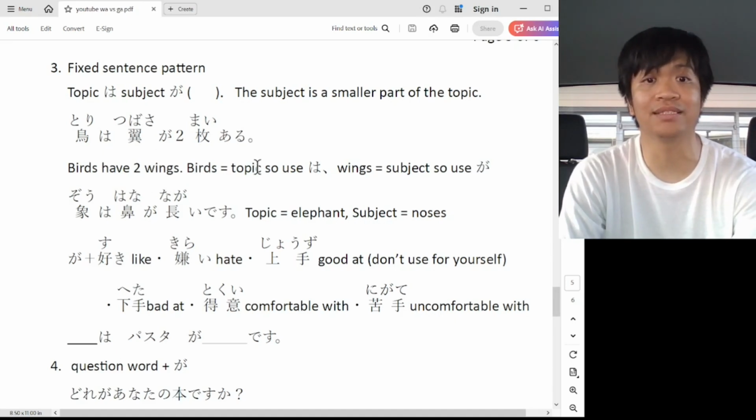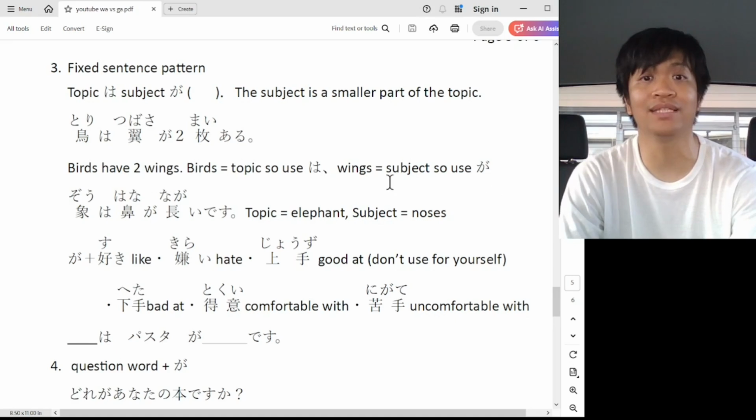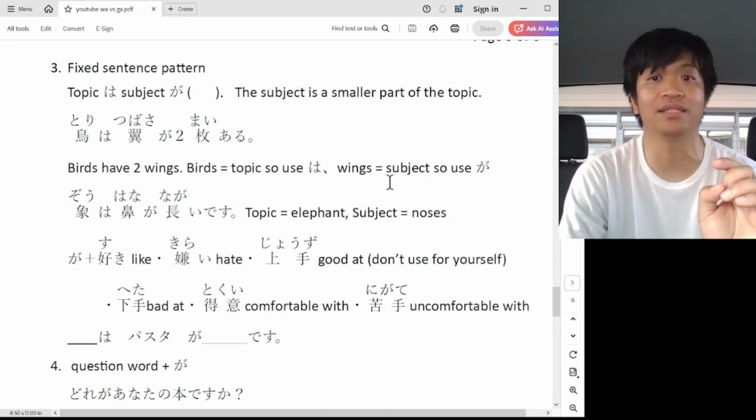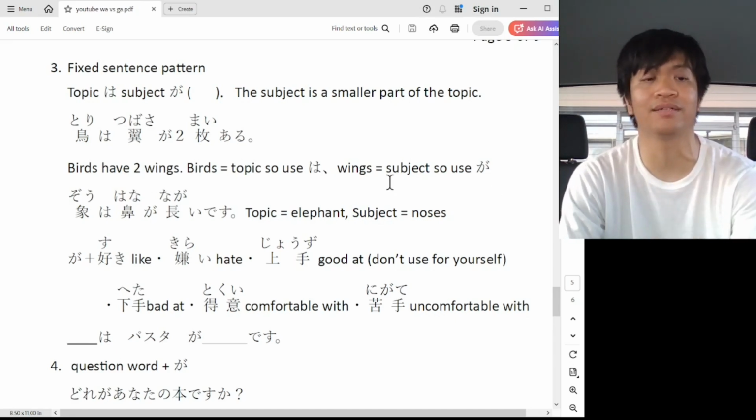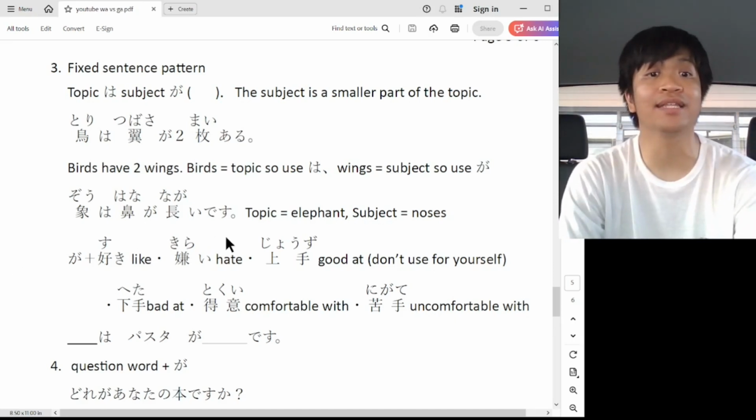All right, bird is the topic, so use wa. Wings is the subject, so use ga. So the wings are a smaller part of the topic. The wings are a smaller part of the bird. Another example is zo wa hana ga nagai desu.